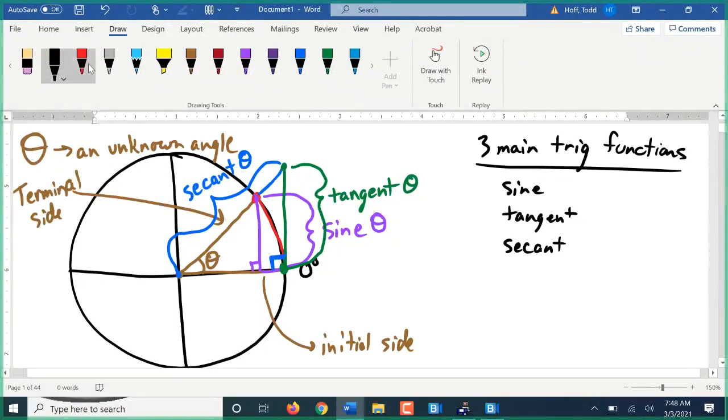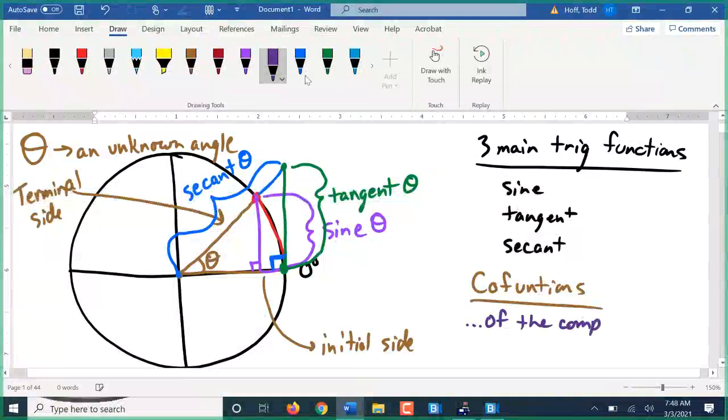Cosine is what we refer to as a cofunction. Cofunction means of the complement. What does that mean? Of the complement.